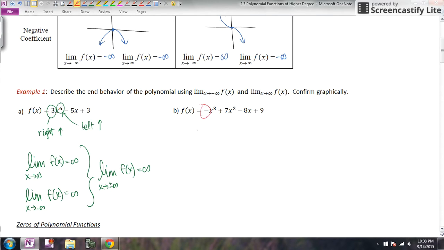Again, look at the leading coefficient. That tells me that the right side is going down. Look at the exponent. That means the left side does the opposite. So the left side goes up. And so if somebody asked me what this does, I would say the limit, and notice they're different, so I've got to make two sentences. As x goes to, let's say, the left side, negative infinity, the function will go up. And the limit as x goes to infinity, the right side, the function will go down. And that is end behavior.